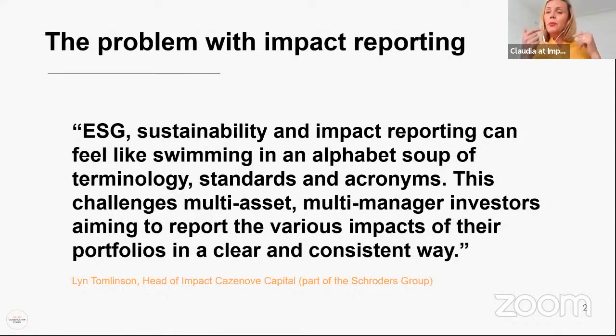And then you flip the coin and you look at this from the investors and asset owners' point of view, and they are actually faced with a very similar challenge, being that from the asset managers, they receive so many different impact reports and so much different methodology that is applied, that for somebody who has to manage a multi-asset, multi-manager portfolio, it is incredibly difficult to get how the underlying investments in a portfolio actually align with impact intentions and meet certain impact goals. And this is really the starting point.